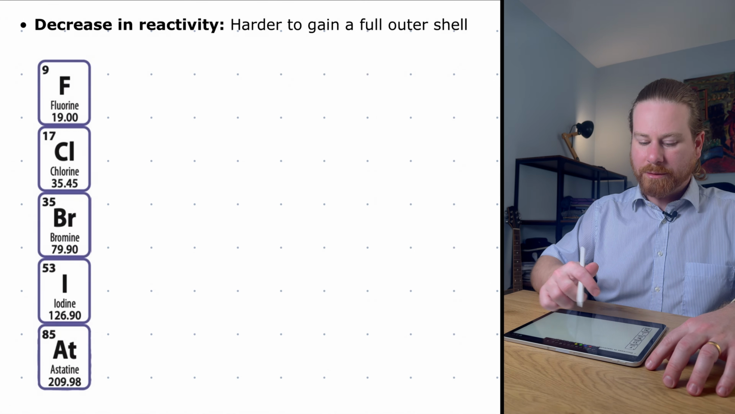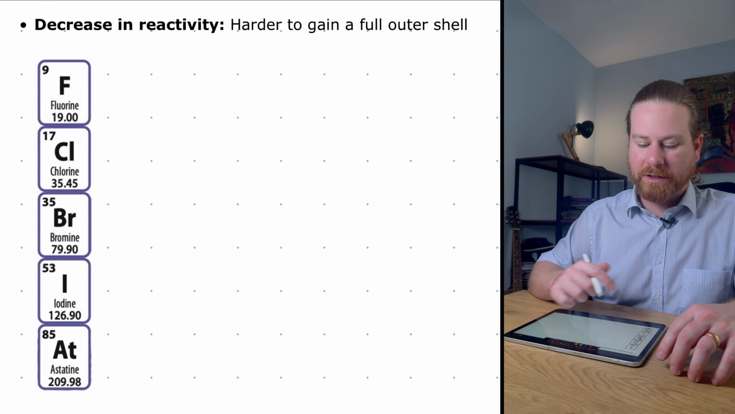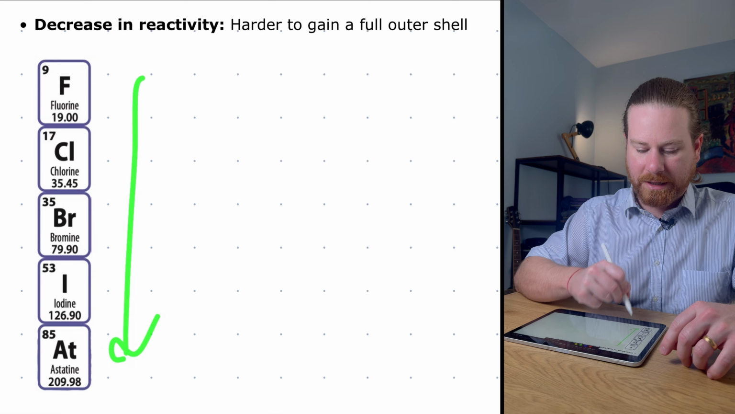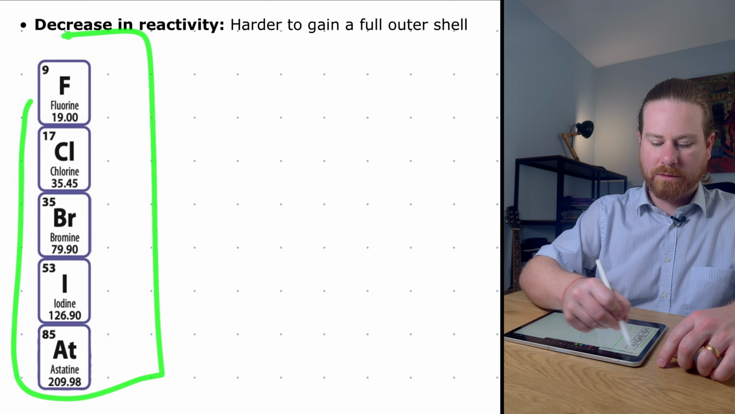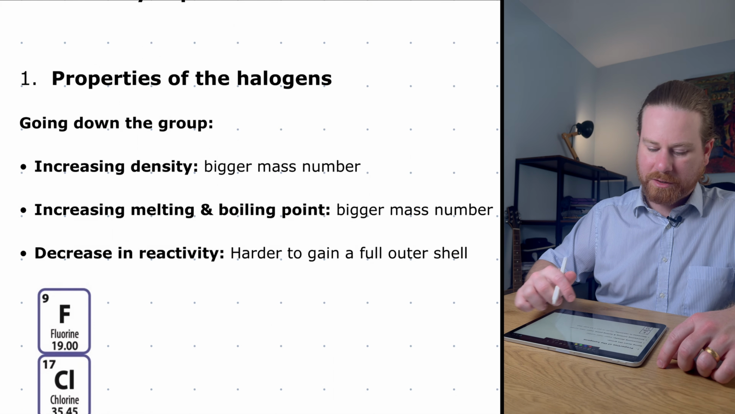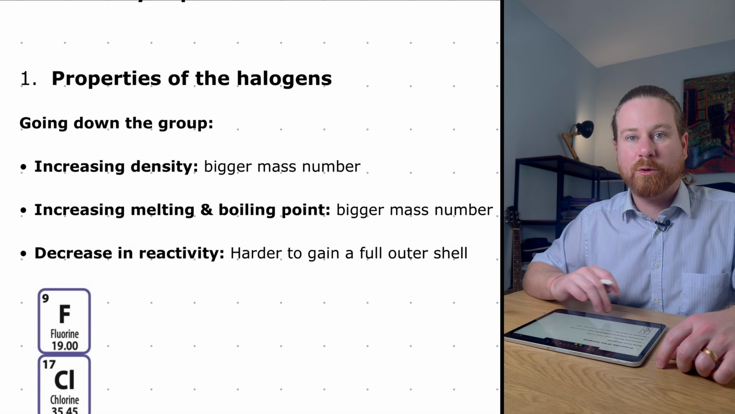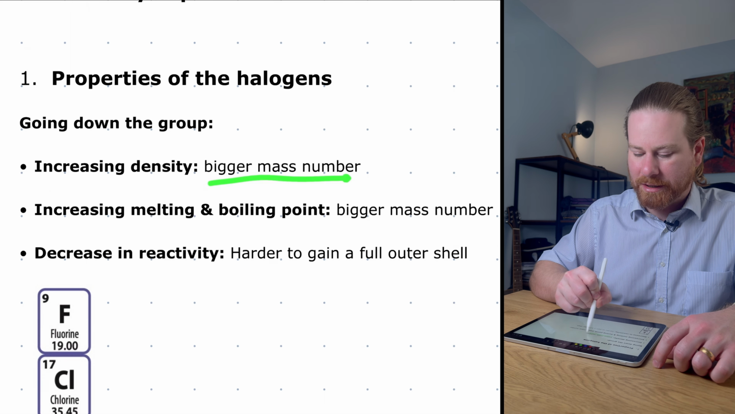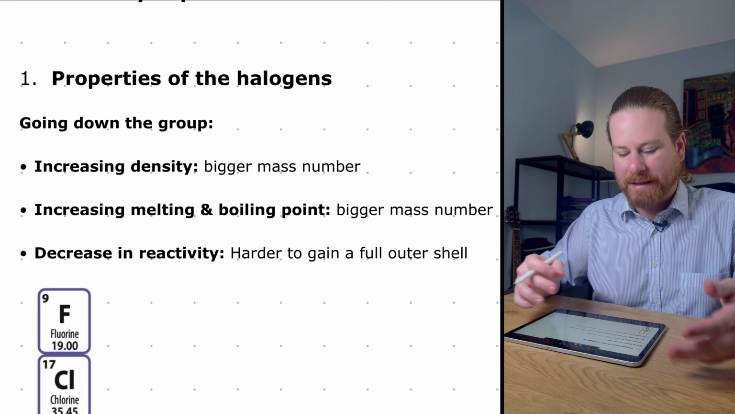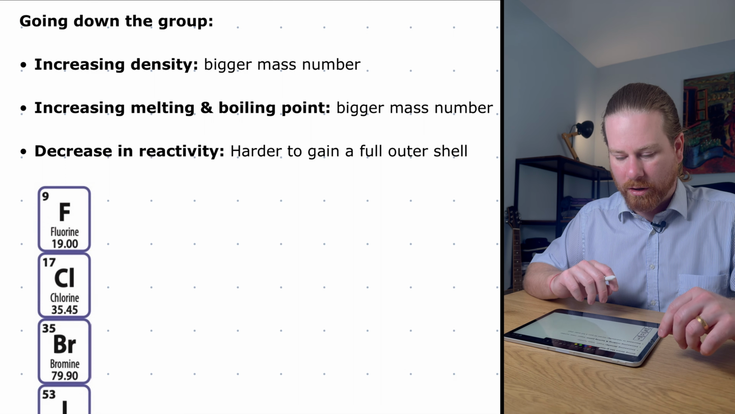We will be looking at it as we go down the group. The same as with group 1, we're going to be looking at how the properties change as we go down the group, and here are the halogens. So what do we have? Our first one is increasing density, and same as before with group 1, we're getting an increase in density because we're getting a bigger mass number. So there are more nucleons in the nucleus of the atom.